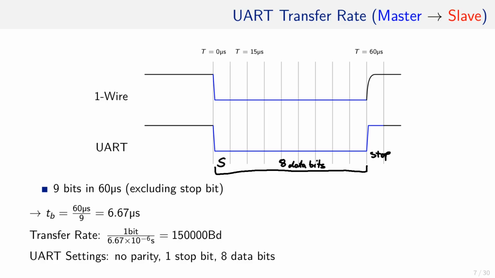Therefore, if 9 bits are to be transferred in 60 microseconds, each bit in UART needs to take 6.67 microseconds. That means, in 1 second, 150,000 bits are transferred, resulting in a transfer rate of 150 kilobaud. That is, if the UART is configured with 8 data bits, no parity, and 1 stop bit. And it changes if the UART is, for instance, configured to send 9 data bits per frame.